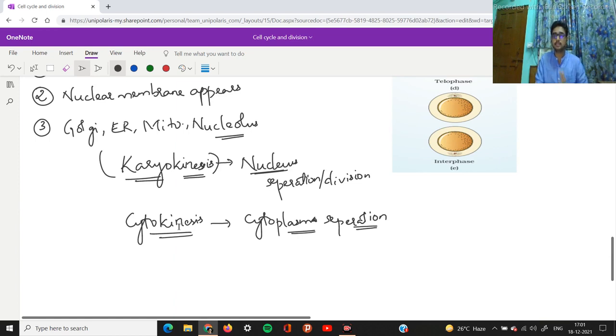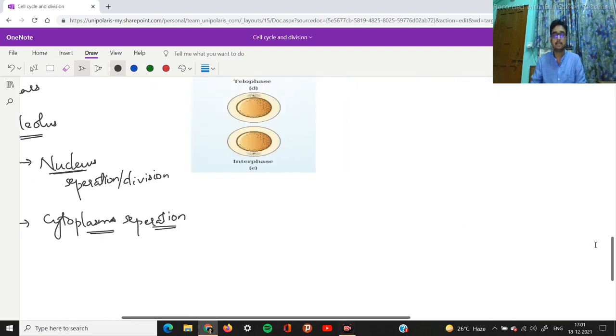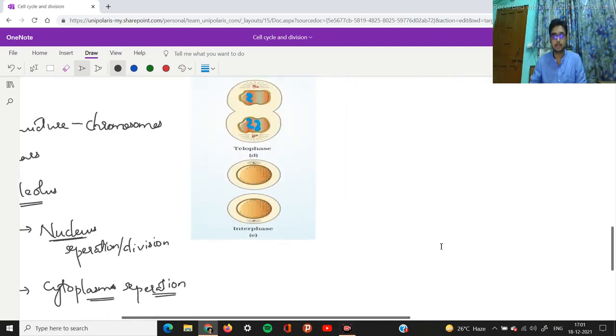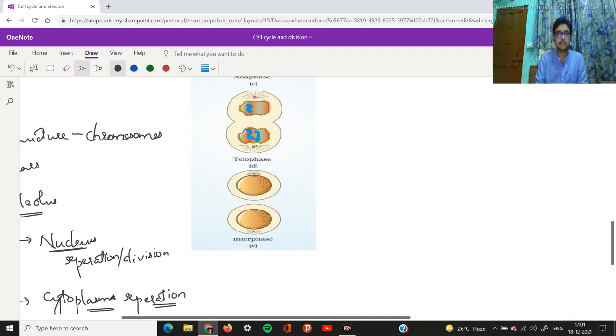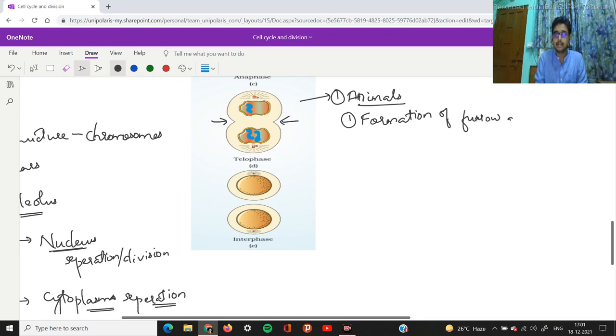Okay, and there are two ways it can happen according to each cell. See, look here. In animals, this is the way it takes place. In animals, it is initiated by formation of a furrow at the end of the cell, and this travels all the way back to the center.